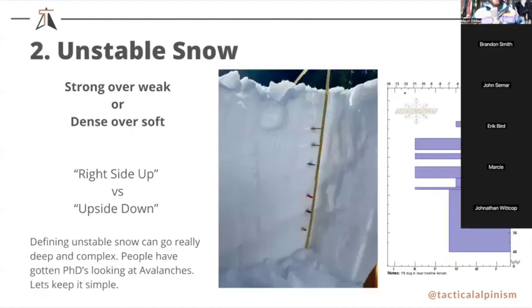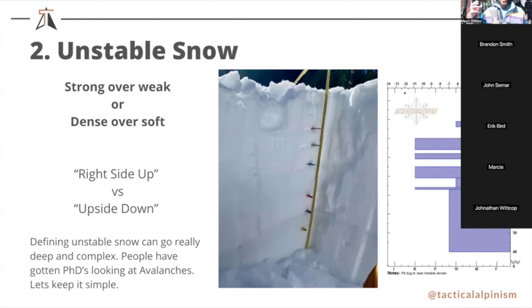So we've talked about steep enough slope. Bottom line to take away is 30 to 45-degree slopes can slide. And now we're talking about unstable snow. So bottom line is we have strong snow over weak snow, or dense snow over soft. If you've ever shoveled, you've probably felt the difference between that really heavy wet snow in your driveway, that's stronger snow, and the really light, fluffy, soft snow. That is an example of weaker snow.